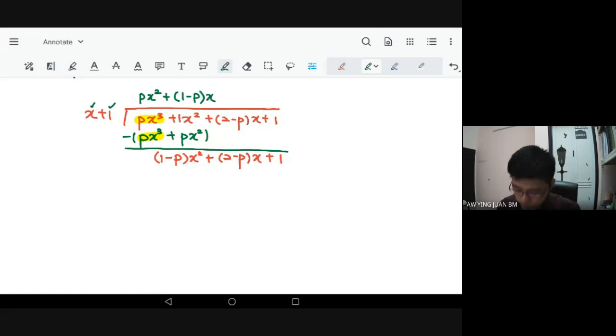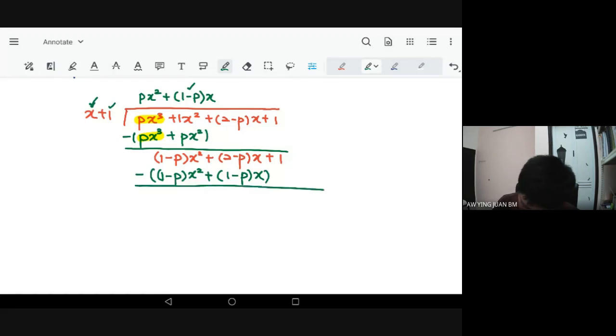If we expand, we will have 1 minus p. Can you imagine or not? When we expand, we will have x squared. Continue. Plus (1 minus p) x. So that is the situation. Simplify. For this part, we can simplify, it becomes 0. Continue.